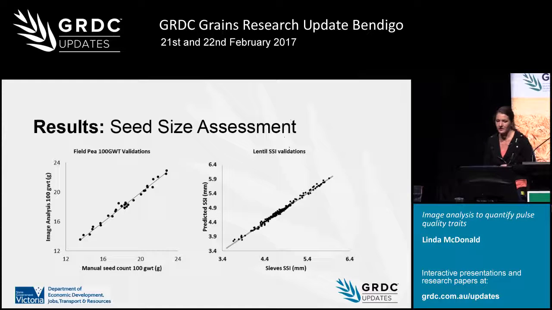So that's, I guess, an overview of where we're up to at the moment. And where we're heading from here is looking more at colour traits of the grain and contamination in samples, defect assessment as well, and looking at milling efficiency and that sort of thing. So traits that are important for marketability of pulse grains.